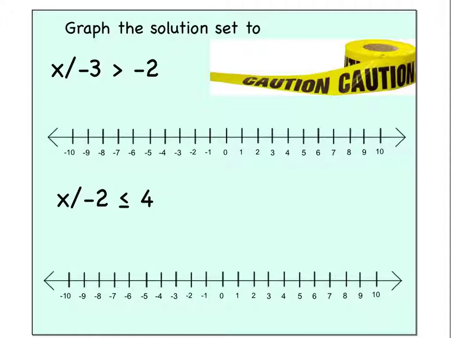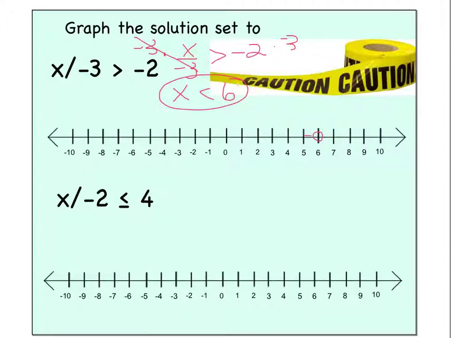Okay, so now I'm going to rewrite this because I don't like the way it looks. X divided by negative 3 is greater than negative 2. Now I'm multiplying by a negative, and what happens when we multiply by a negative? We have to reverse our sign. So x is less than negative, and a negative is a positive 6. So I'm going to put an open circle, and all the numbers less than that go this way.